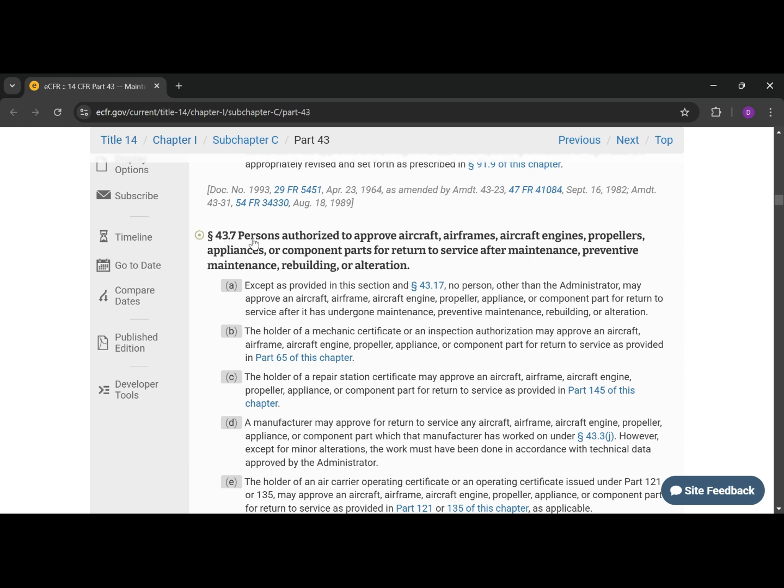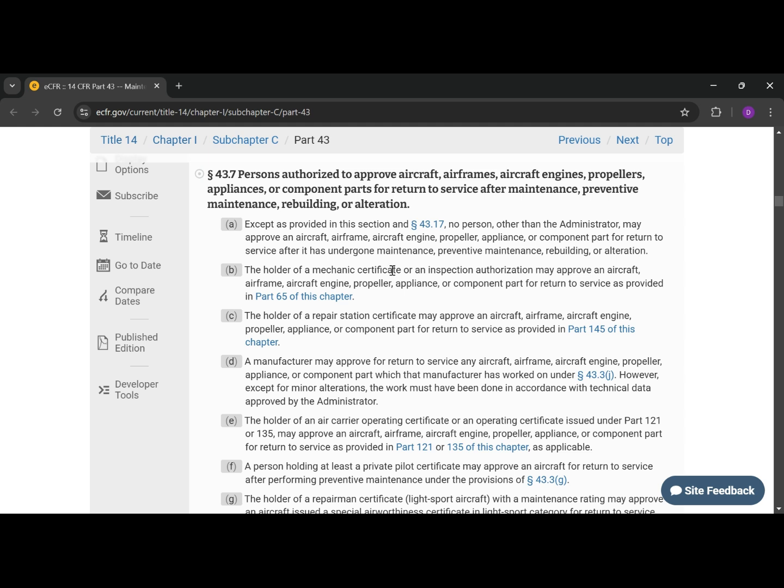43.7. Persons authorized to approve aircraft, airframes, aircraft engines, propellers, appliances, or component parts for return to service after maintenance, preventative maintenance, rebuilding or alteration, except as provided in this section. No person other than the administrator may approve an aircraft, airframe, aircraft engine, propeller, appliance, or component part for return to service after it has undergone maintenance, preventative maintenance, rebuilding, or alteration.